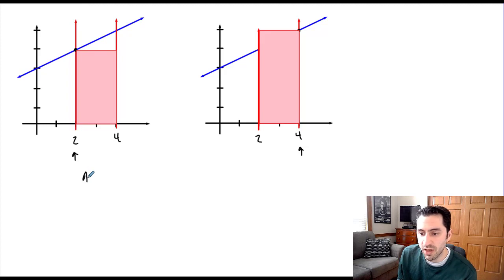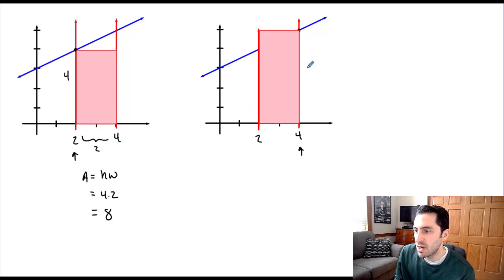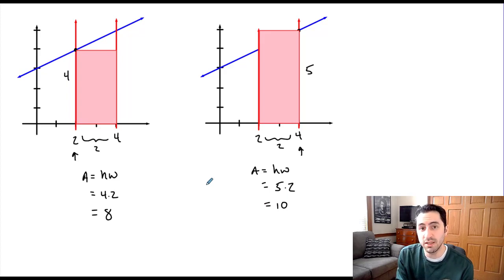So for this first one, the area is going to be the height times the width. The height here we said was 4, and we have a width of 4 minus 2, which is 2, the difference in between here. So 4 times 2, we have an area of 8. In our second rectangle, we said this has a height of 5. And this has the same width of 2, so the area is going to be 5 times 2, so this is an area of 10.